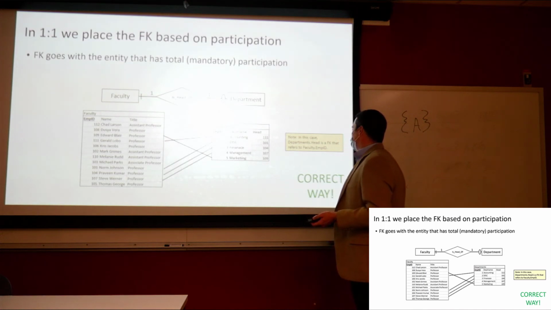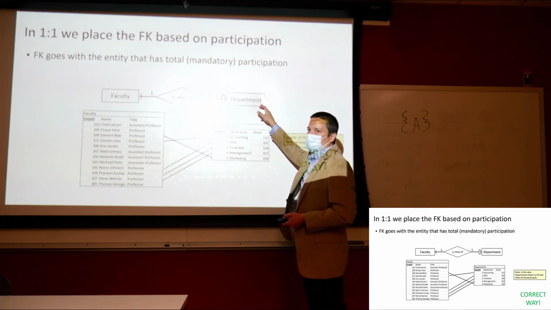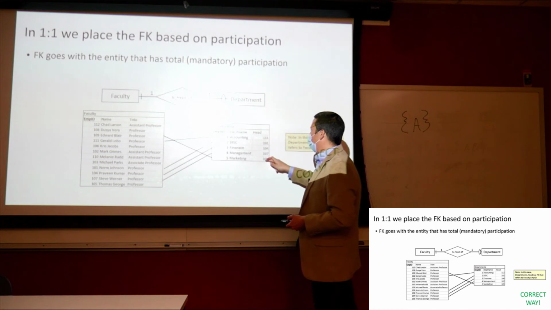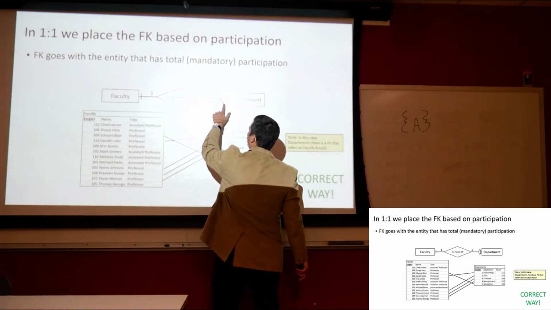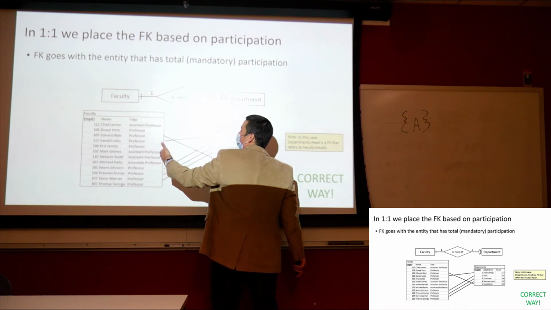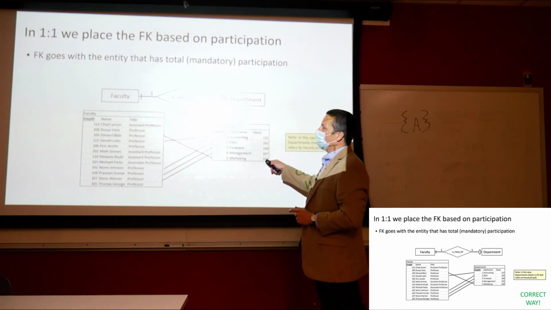So in this situation, we want to put the foreign key with the relation that has mandatory participation in the relationship, right? Because every department is going to have a value for department head, because it has mandatory participation. However, not every faculty member is going to have a value for the department they are a head of, because they have optional participation, right? So this is the right way.